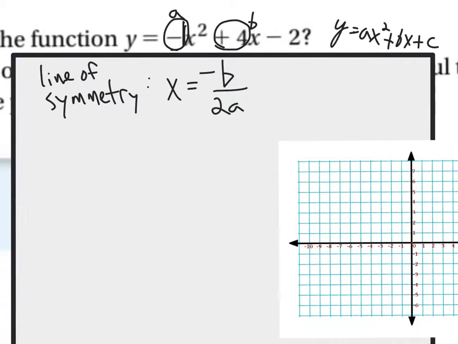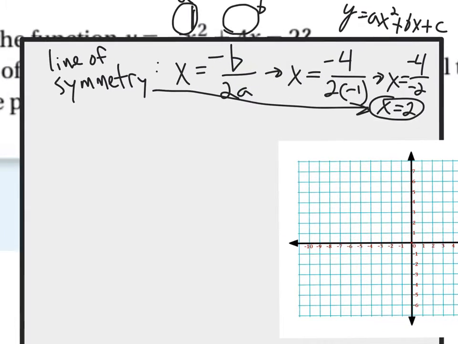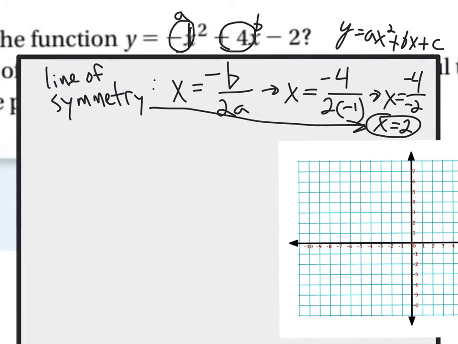So at that point, we can just substitute those values in. If b is 4 and a is negative 1, then we can simplify that. That would be negative 4 over negative 2. Negative divided by negative would be a positive. So x equals 2 would be our line of symmetry. So line of symmetry is x equals 2.